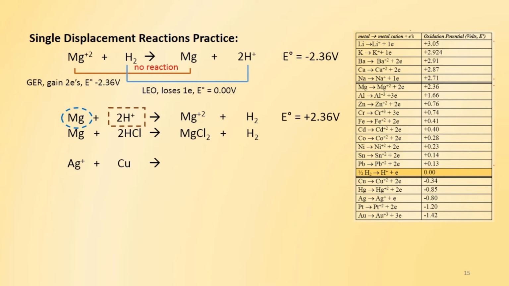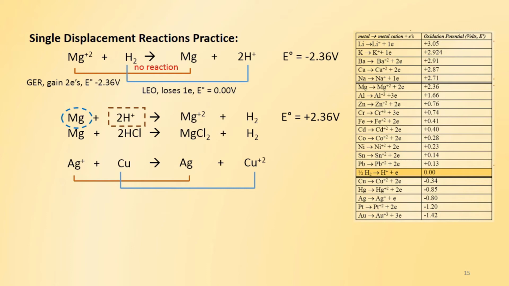I have silver ion reacting with copper metal. Well, if this reacts, what will that look like? Well, the silver will be reduced to the element and copper oxidized to copper +2. Again, check the activity series table for the charge of the ion. Silver ion is gaining 1 electron and being reduced to silver metal. Copper metal is being oxidized to copper 2 ion.